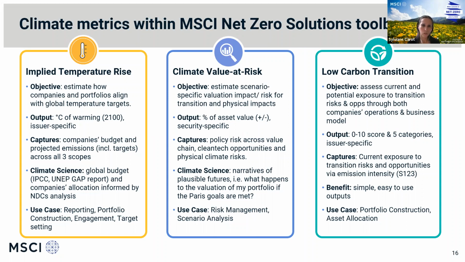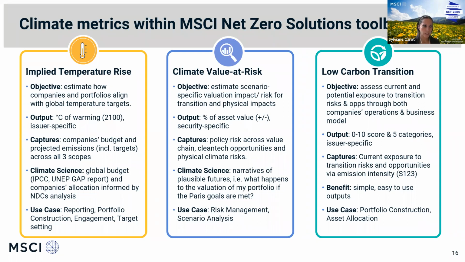Then in the middle, the climate value at risk. This is a forward-looking risk metric, which is looking at the cost of asset pricing. So how is the value of this bond, of this equity, of this portfolio going to change in the future if the world does X, if the world does Y, on physical and transition risk. This is mainly used for risk management and scenario analysis.